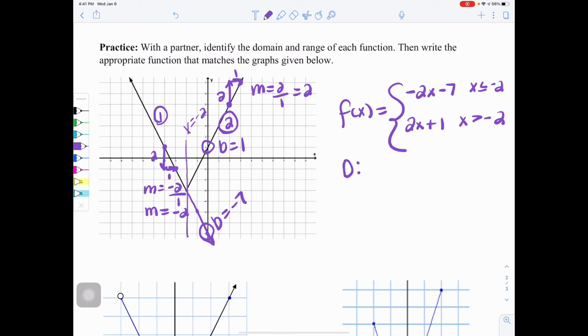Our domain should be all real numbers because it's going to continue to go up and out with the arrows at the end. And our range should be y is greater than or equal to -3. There are no values below -3 for y.